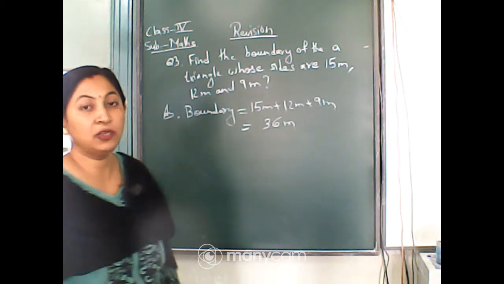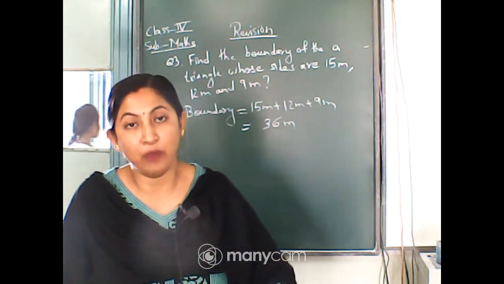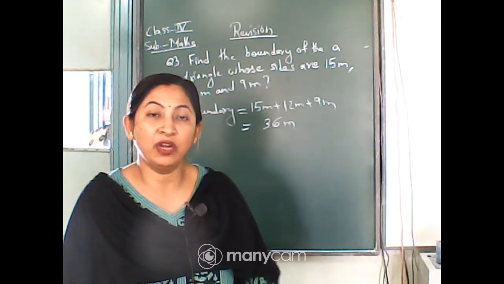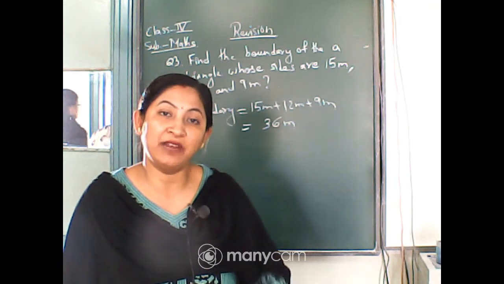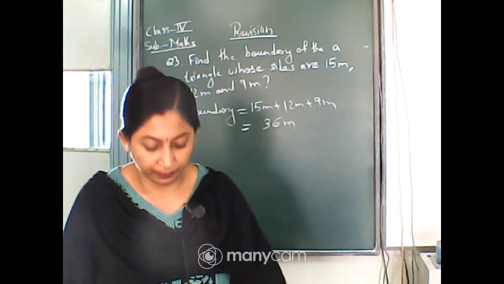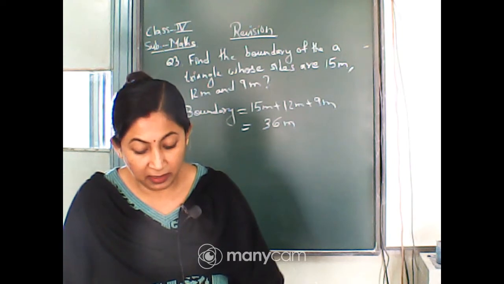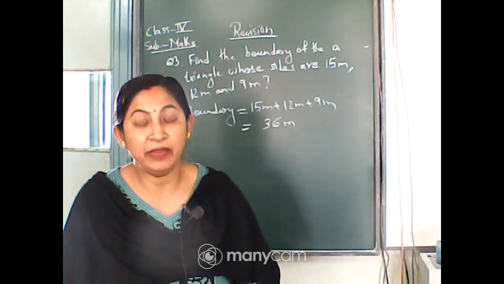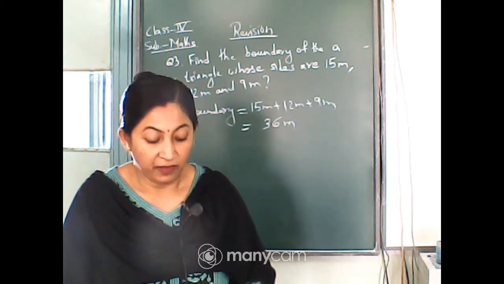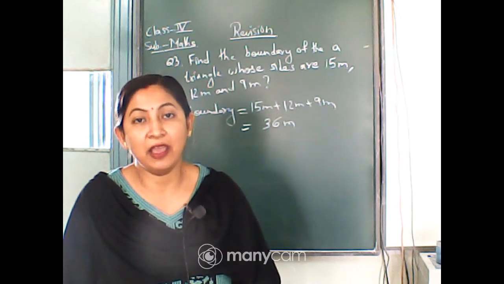To find the perimeter or the boundary, you will add all the outside boundary of the figure, whichever figure is given. If it is a rectangle or hexagon or heptagon, whatever is given, you will add all the sides, that will give you the perimeter or the boundary of that figure. In this chapter, fields and fences, there are many questions related to perimeter and area. For area, you have to find length into breadth. First write the length and then write the breadth, then multiply both. You will get the area of that figure.